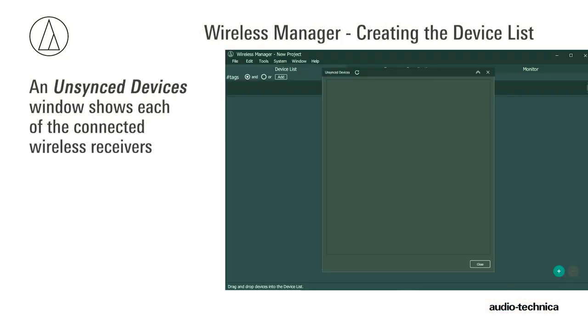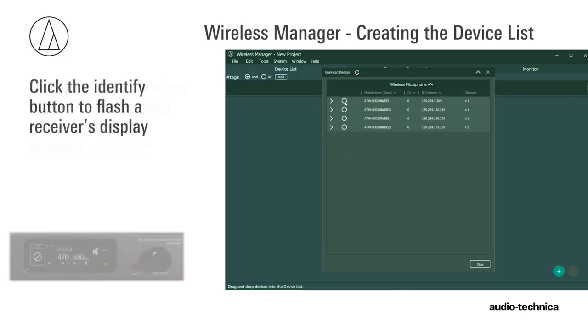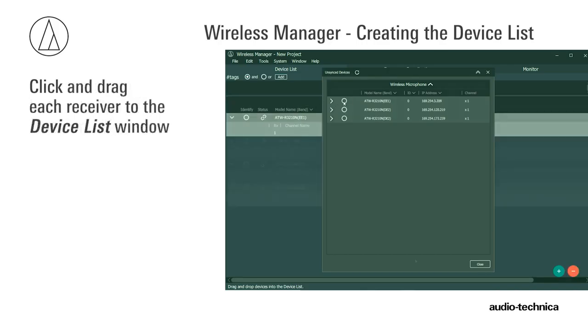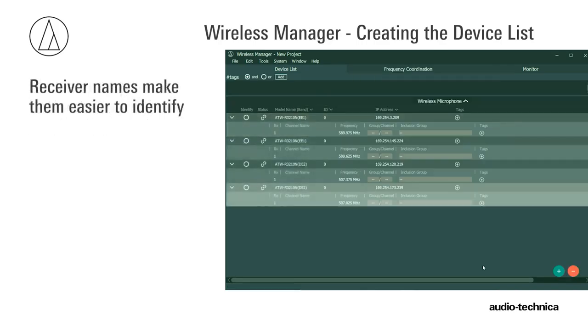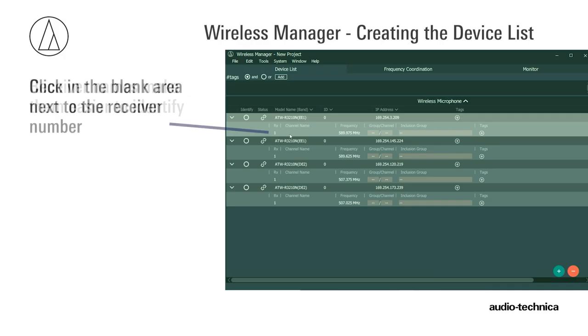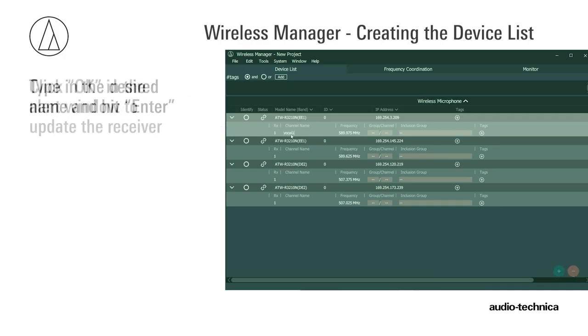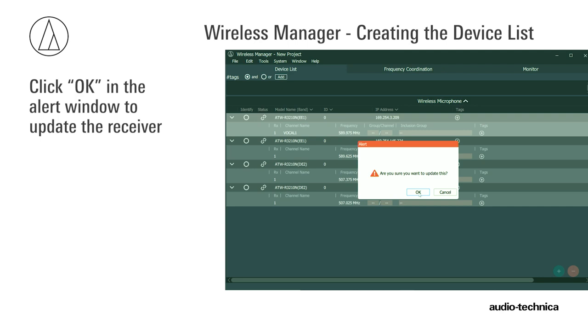The Unsynced Devices window opens, showing each of the connected receivers. Clicking a receiver's Identify button flashes its display. Drag each receiver to the device list. Naming receivers makes it easier to identify them. Click in the area next to the receiver number, type the desired name, and hit Enter. Click OK in the Alert window to update the receiver.